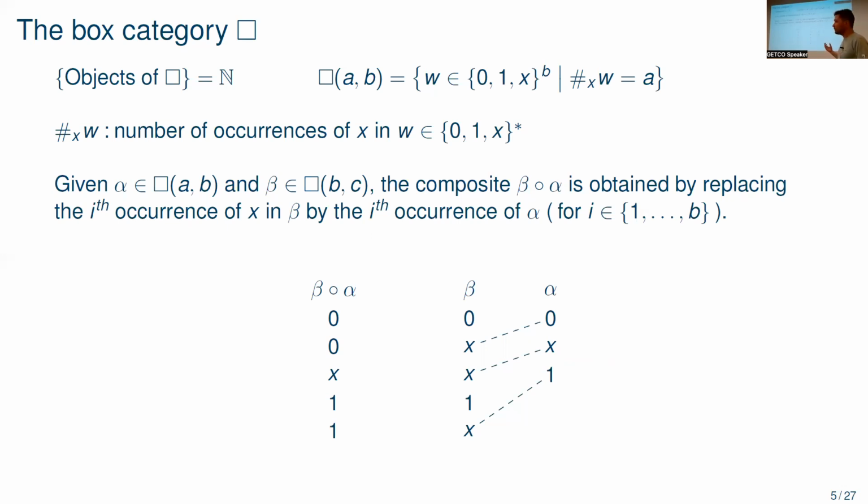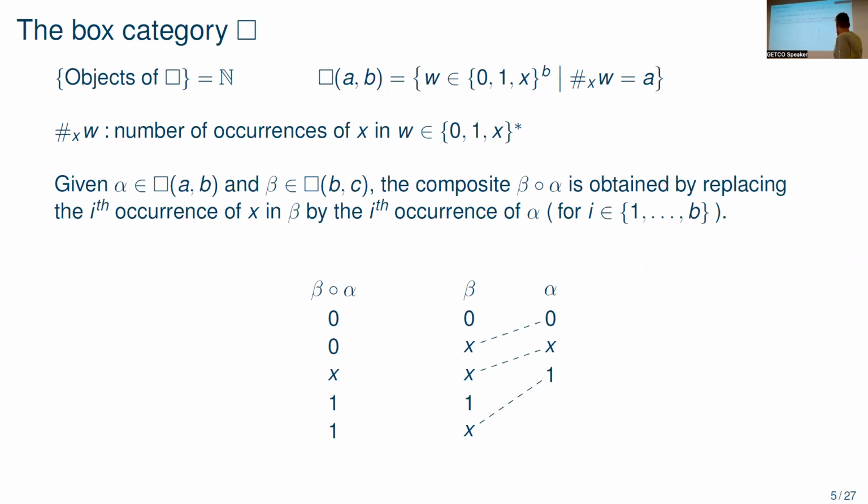So as before, you define the precubical set as presheaves over a small category. And this small category is one. So the objects are the natural numbers. And the morphisms from A to B are the words of length B with A occurrences of X.